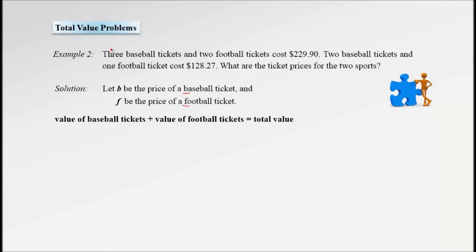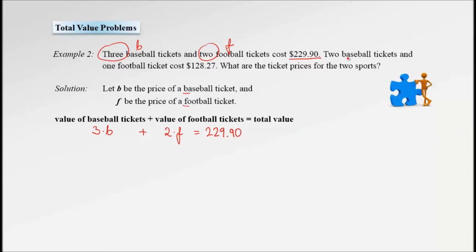3 baseball tickets. We have 3 baseball tickets, 3 B's. And 2 football tickets, 2 F's. Costs, that means they are equal to this much. So that's already closer to an equation. Let's try to write this equation. The value of the 3 baseball tickets is 3 times the price of 1 baseball ticket, plus 2 football tickets. The value of these football tickets is 2 times the price per 1 football ticket, equals 229.90. That's our first equation.